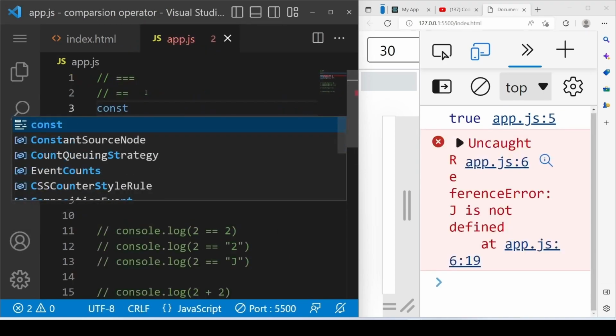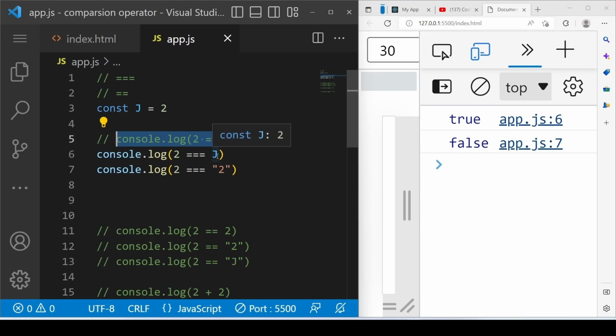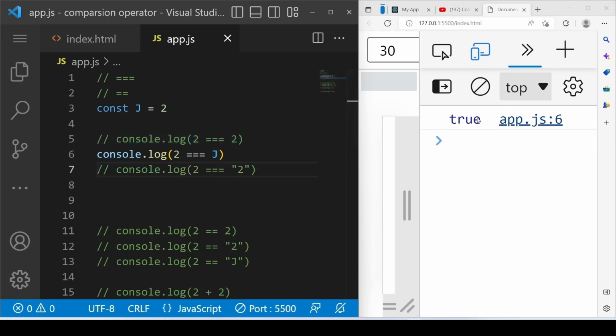In this example, we have a variable j that we assign the number 2 to. That means j now stands for 2. So if we use the triple equal sign operator, it will still give us true, because j is 2 and 2 triple equals j is true.